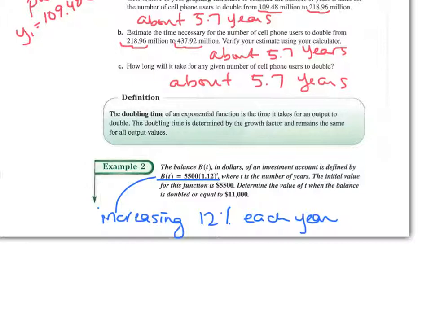They want us to determine the value of t when the balance is doubled. So double the initial would be 11,000. You want to put this into y1, obviously with x's and not t's, and then use your table. And I think they show an example of it in the next slide. Let me take a look.